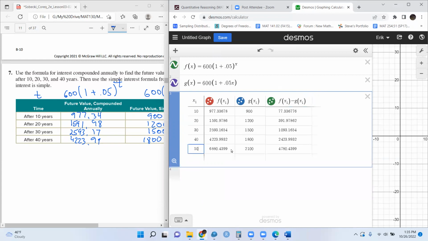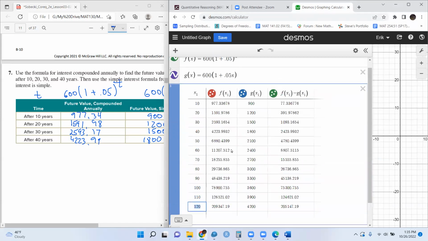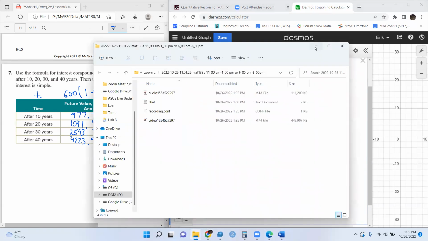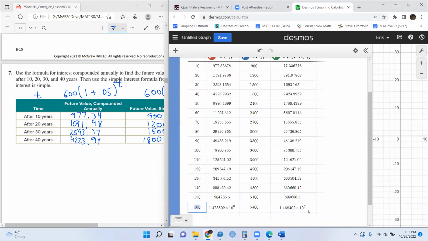So if we do 50 years, we're up to 4,000 and 60 and 70 and 80. I mean, we're all probably dead by this time, but still it's fun to see what happens to that number. Eventually, it's insane amounts of money. Like we're looking at a $1 million difference.